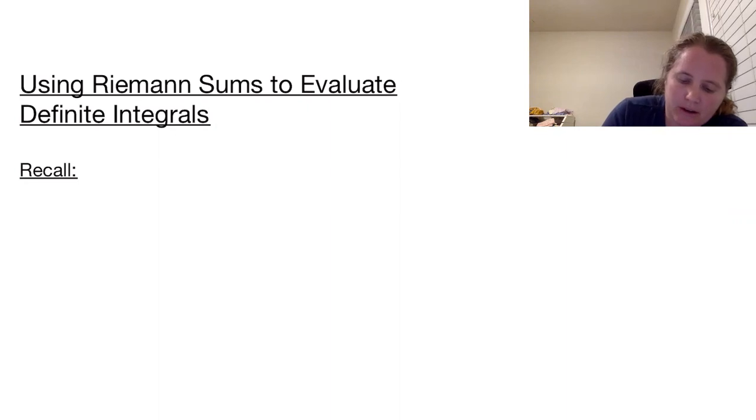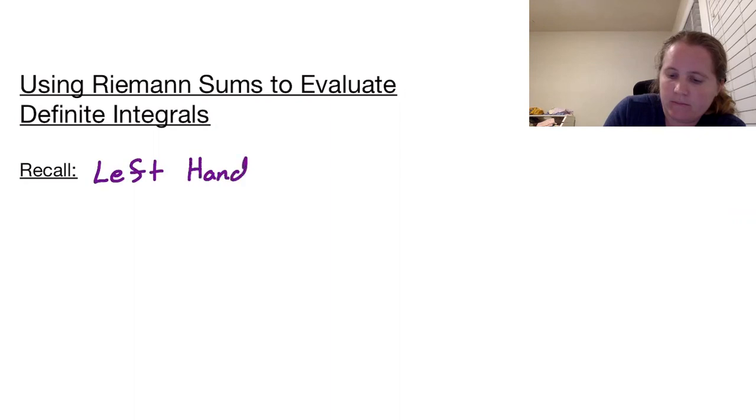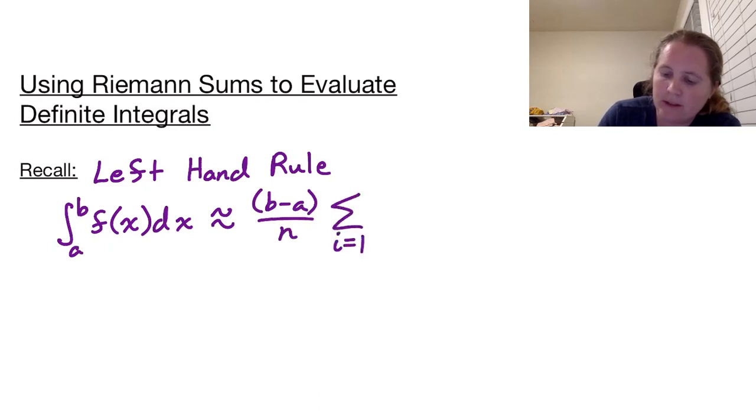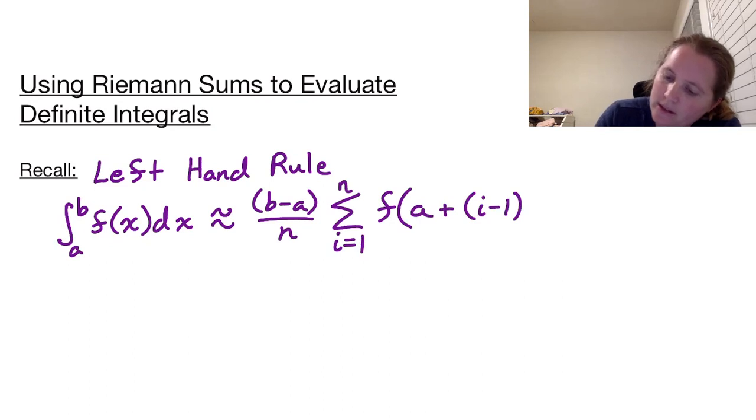So we had for our left-hand rule, the definite integral from a to b of f of x dx was approximately equal to (b minus a) over n times the summation from i equals 1 to n of f of (a plus (i minus 1) times (b minus a) over n).